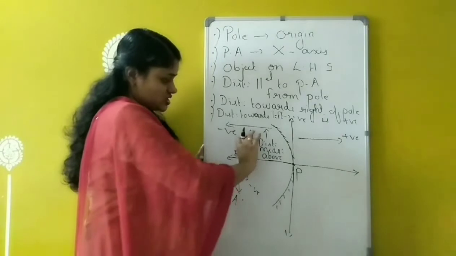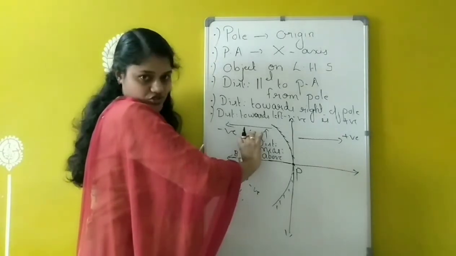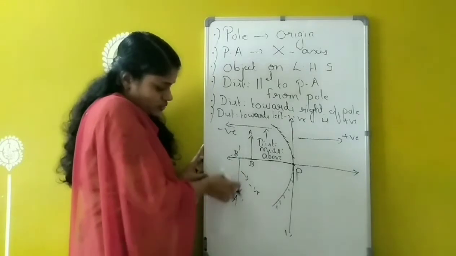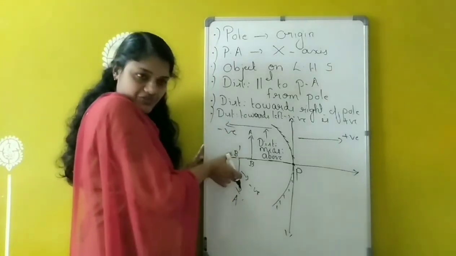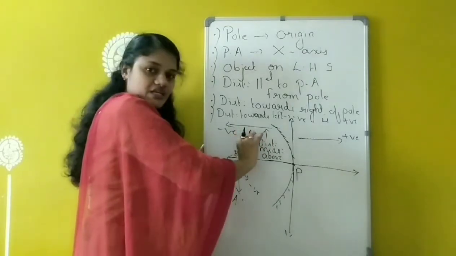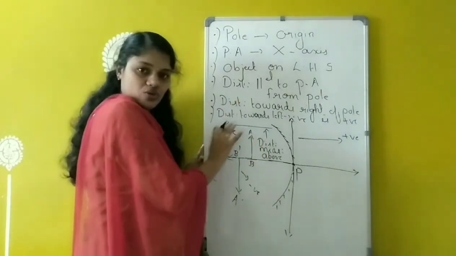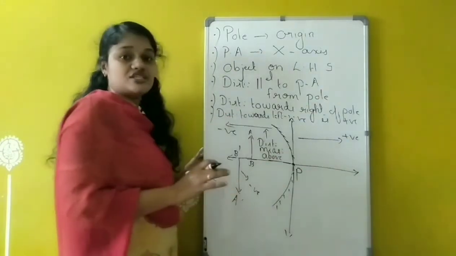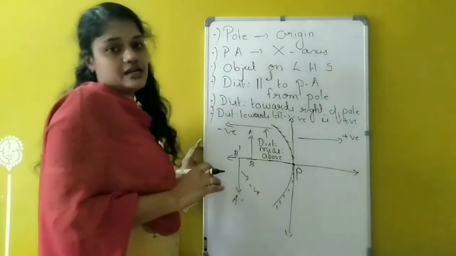Then distance measured above the principal axis is taken as positive, and distance measured below is taken as negative. Below means an inverted image, which is below the principal axis only, so it is negative. But the object we always place above the principal axis, so it is always positive. Yes, these are the sign conventions relating to reflection of spherical mirrors.